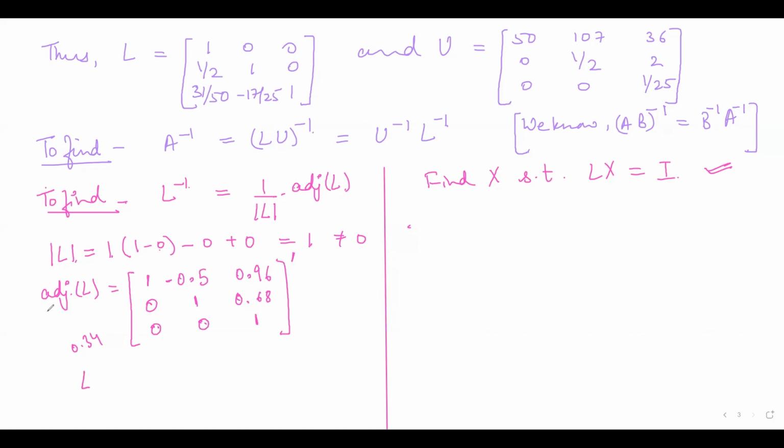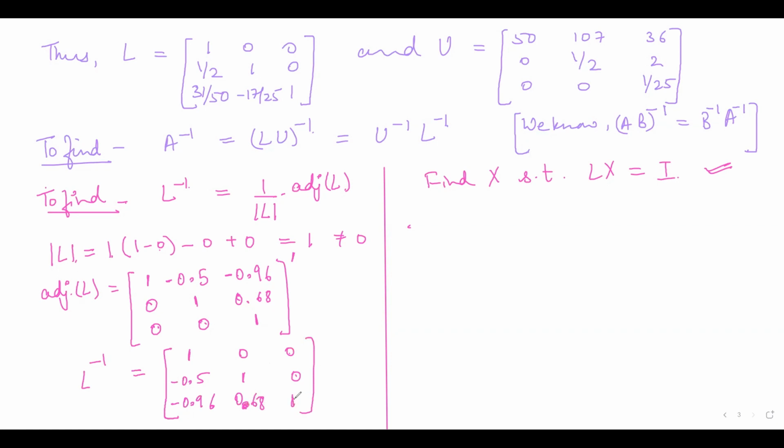So what would be my L inverse? Let me just erase this. My L inverse is nothing but, just putting in the values, taking the transpose, it would be 1, minus 0.5, minus 0.96, sorry. And then this is 0, 0, and this would be 1, 0, and then lastly minus 0.68, and lastly 1.